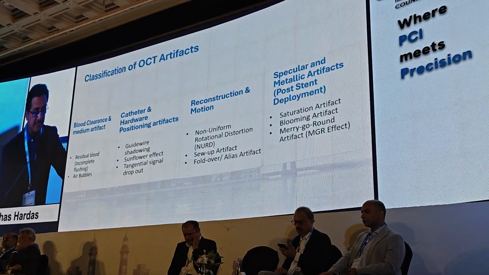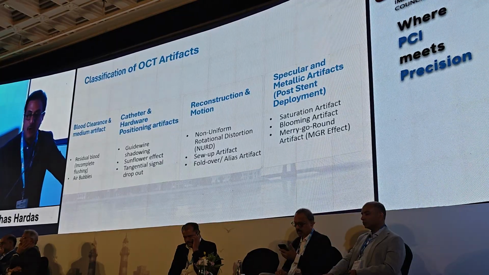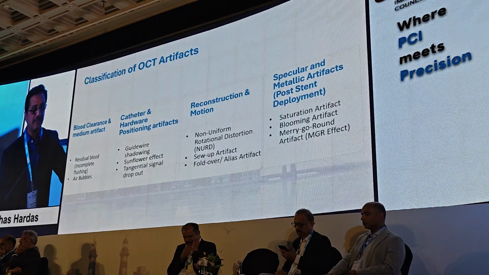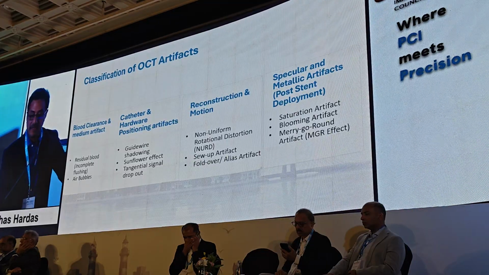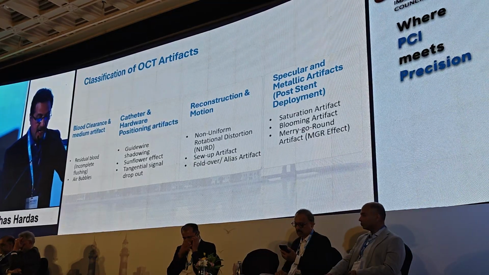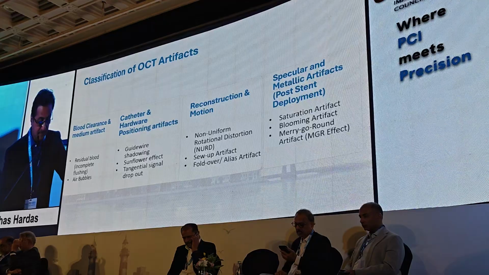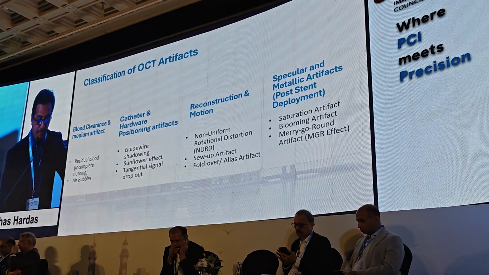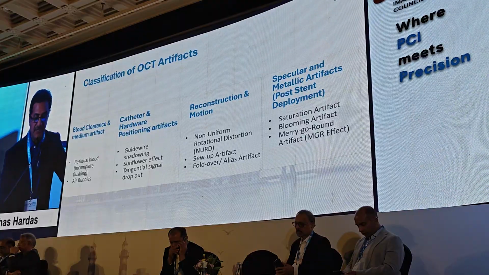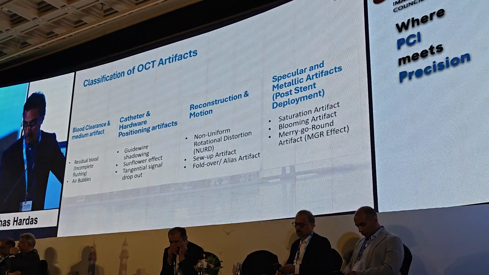Now, how do you classify these OCT artifacts? They are predominantly classified into four major categories, and these are blood clearance and medium related artifacts, catheter, hardware and positioning artifacts, reconstruction and motion artifacts, and specular metallic artifacts, which is usually post deployment of the stent.